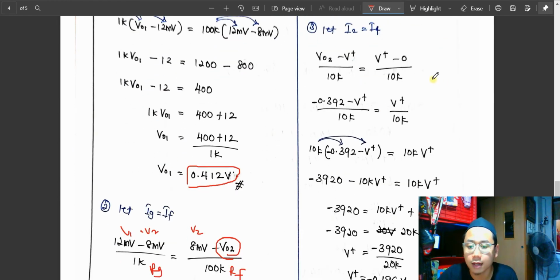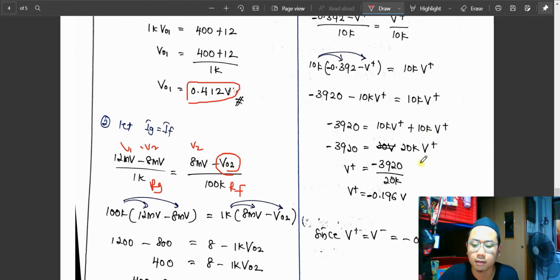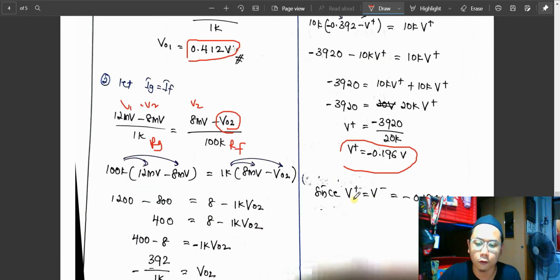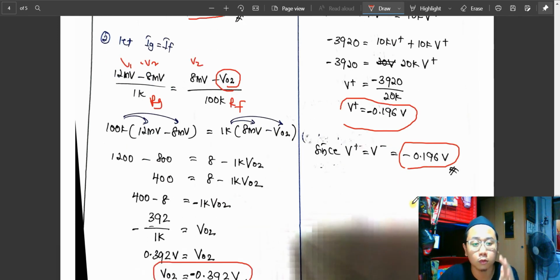After that, we get the value of V plus, negative 0.196, and we need to save this value for the fourth step. Before we continue to step 4, we need to know that since V plus and V minus are the same, V minus is also equal to negative 0.196 volts here. So let's go to step 4.